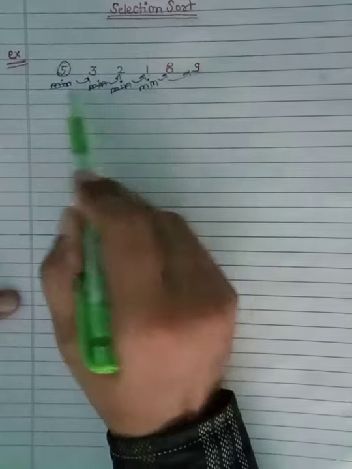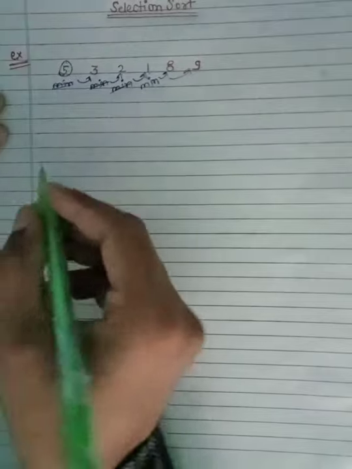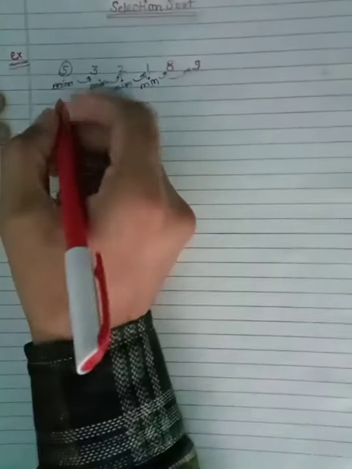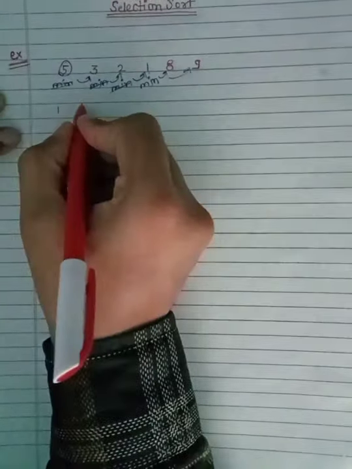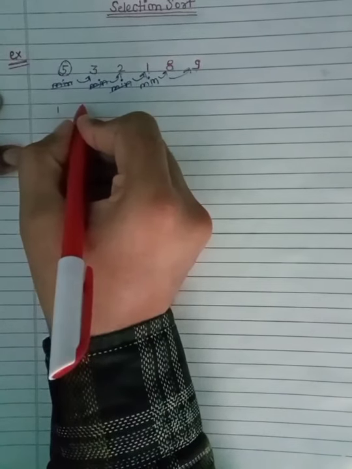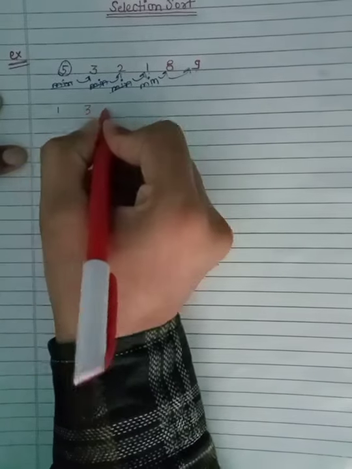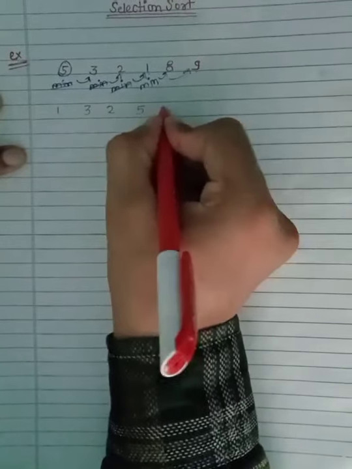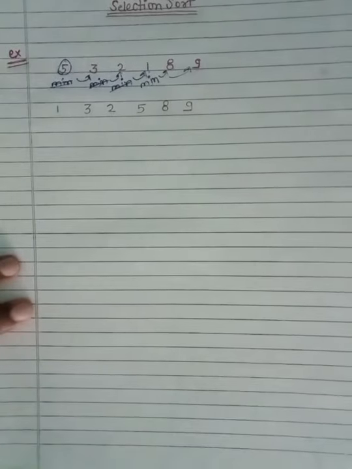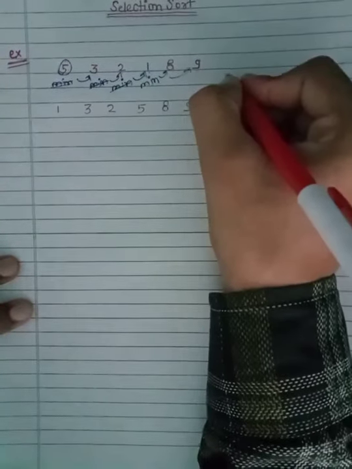So now our minimum variable contains the value 1, and we'll shift this value to the leftmost position. Now our array will be like this: 1, 3, 2, and 5 is shifted with 1, followed by 8 and 9. Okay, now our pass 1 is completed.